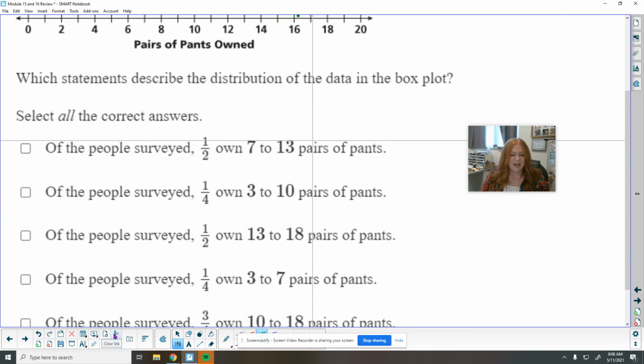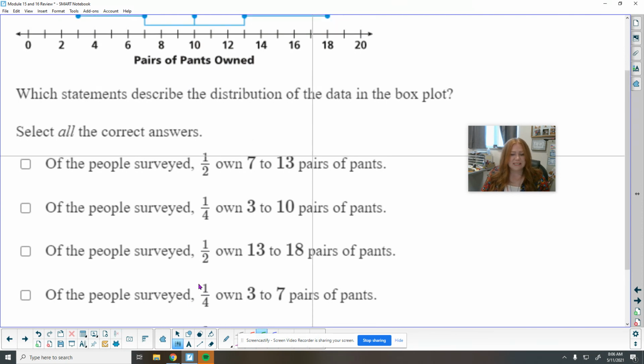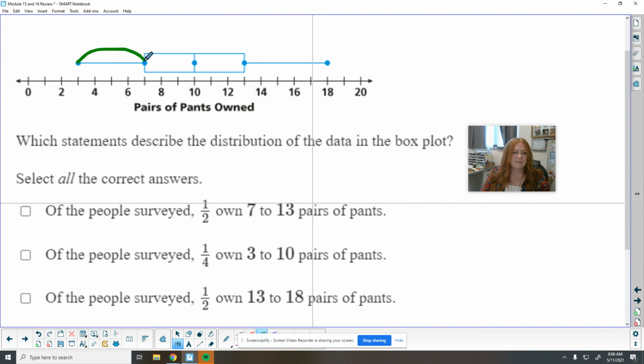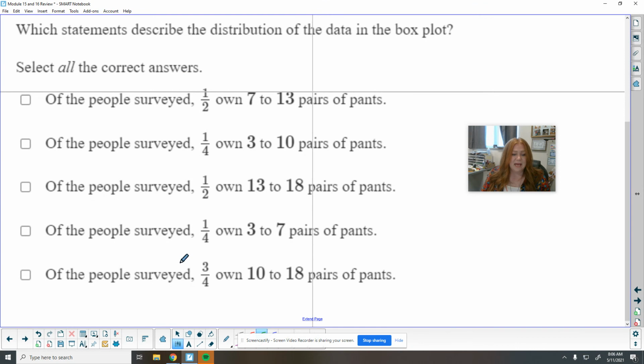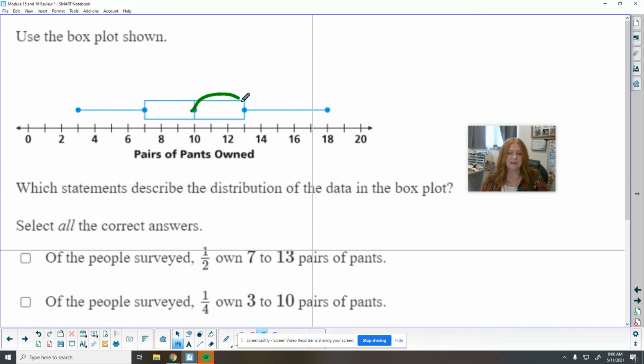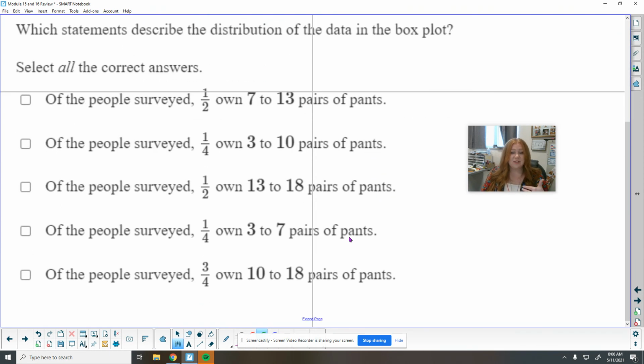Of the people surveyed, 1/4 own 3 to 7. So 3 to 7 is one section out of 4. So we're just seeing how many sections is that range. And of the people surveyed, 3/4 own 10 to 18. So 10 all the way to 18 is 2 sections out of 4. So go ahead and choose the ones that have the matching correct sections to that range there.